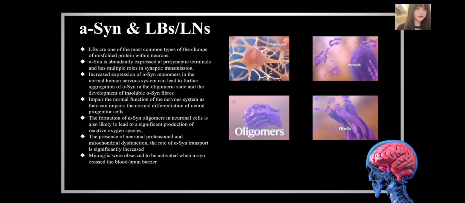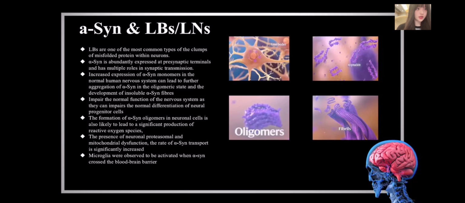The toxic alpha-synuclein oligomers and longer fibers that accumulate in the cytoplasm of nerve cells can impair the normal differentiation of neural progenitor cells and change the differentiation from neural to glial cells, leading to a decrease in the number of normal neural cells and affecting normal neurophysiological activity. The formation of alpha-synuclein oligomers in neural cells is also likely to lead to the production of reactive oxygen species, which is an important signal for mitochondria-related apoptosis, and its increased concentration is likely to lead to widespread neural apoptosis and impair the normal function of the nervous system.